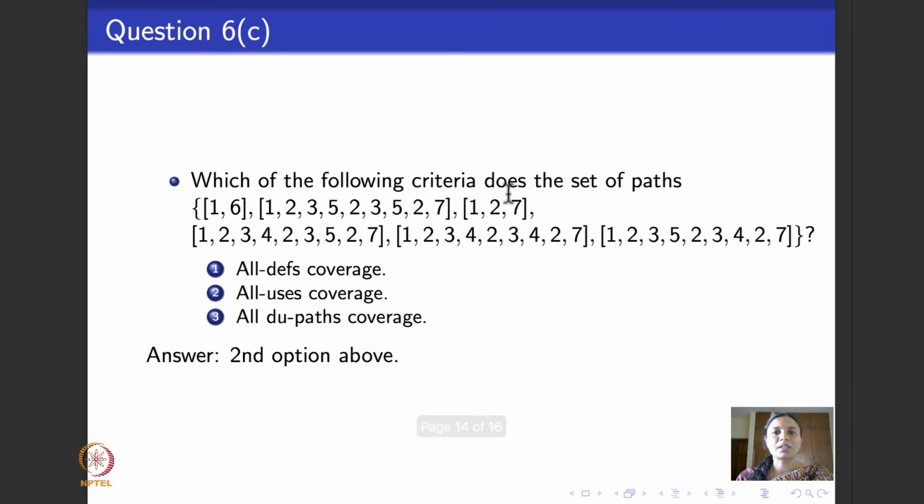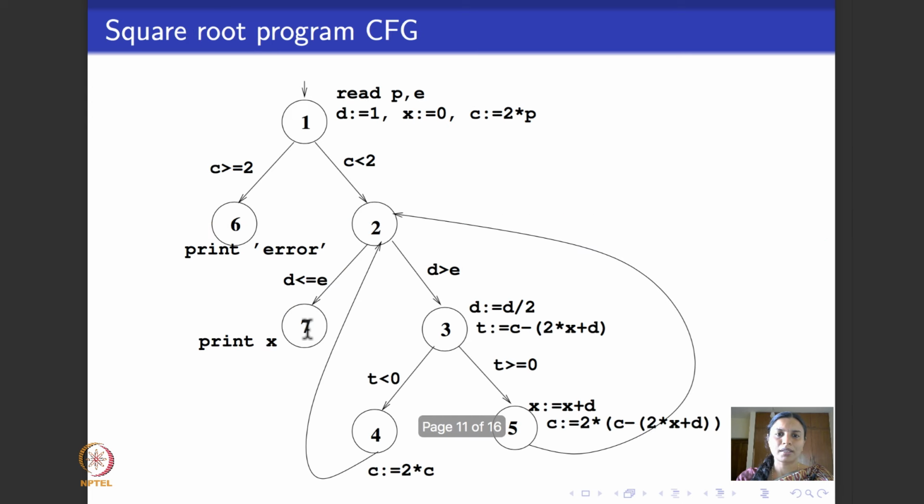The next question gives you a set of test paths, a lot of them in fact, and it lists 3 coverage criteria and asks you which amongst these 3 coverage criteria are satisfied by these test paths. Before looking at these test paths, let's go and look at the control flow graph.